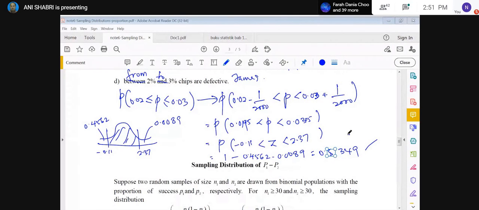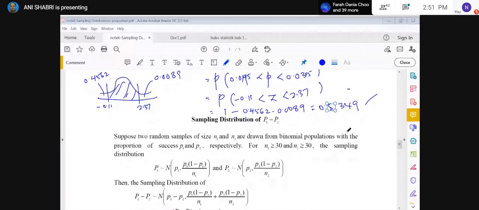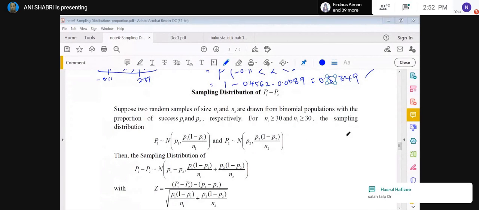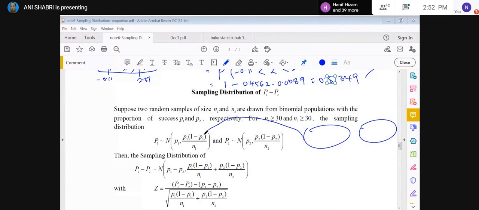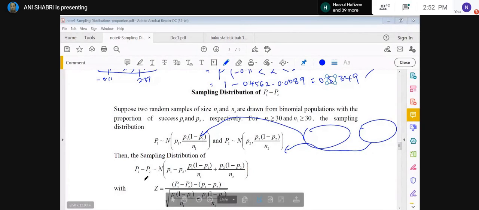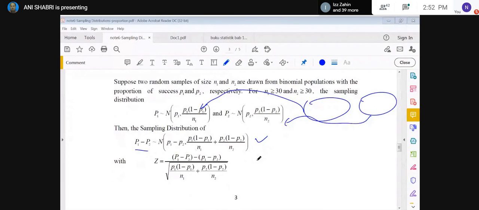Okay, we go to the last sampling distribution. Okay, for this one, if P1 is normal distribution, we have two proportion. If the sample proportion 1 is follow normal and P2 is follow normal, then the sampling of P1 minus P2 also normal distribution. Okay, the formula. This one is the last formula for sampling. Using this formula.